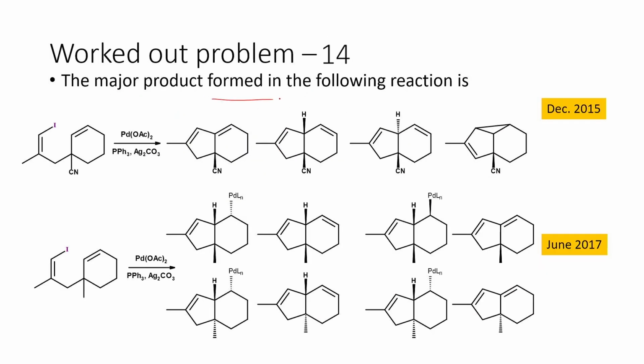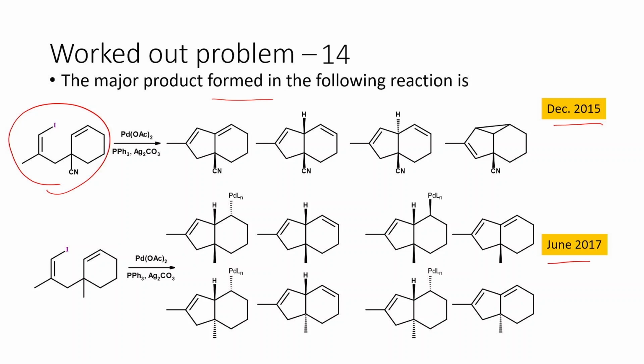So this is another important reaction. Here, the major product formed in the following reactions. Actually, 2 similar reactions were asked in 2 examinations: one in December 2015 and another in June 2017. Both of them have more or less a similar substrate. We have the iodo and the cyano in 2015, and instead of cyano we have the methyl group in 2017.